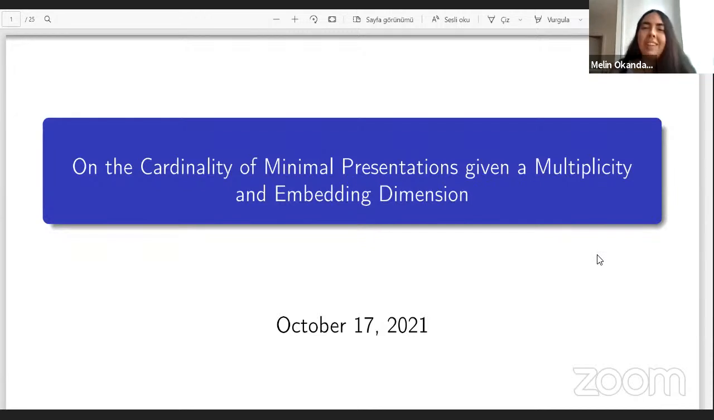Hello, everyone, and thanks for having me here. Today, I'm going to talk about the cardinality of minimal presentations when a multiplicity and embedding dimension is given. So there are very big words in the title, but we do not know the definitions yet. So in order to understand what this means, what we are looking at, let us first start with defining some basic things.